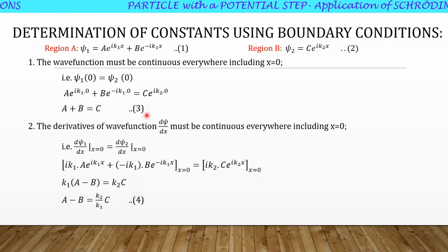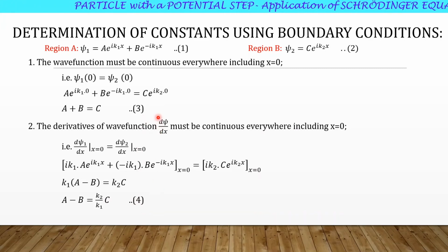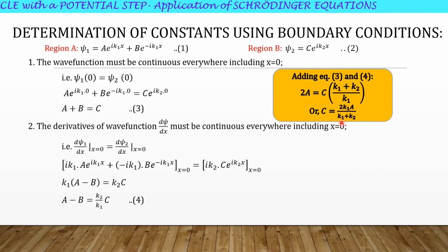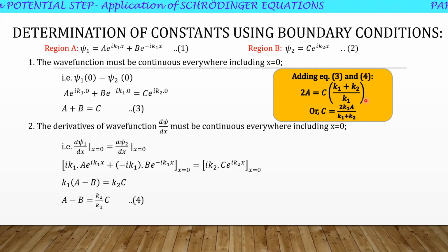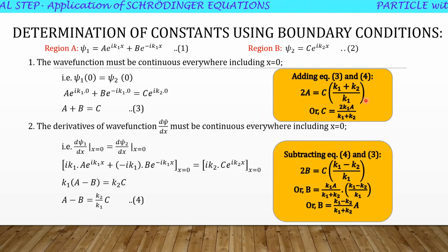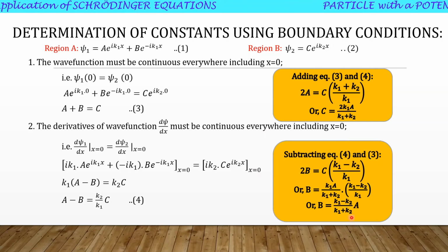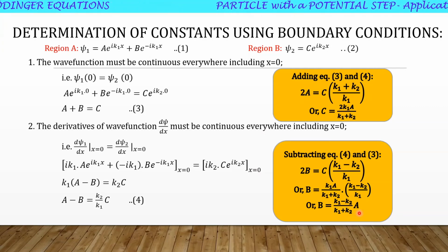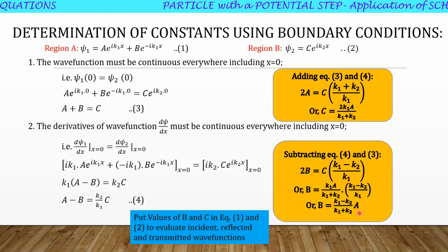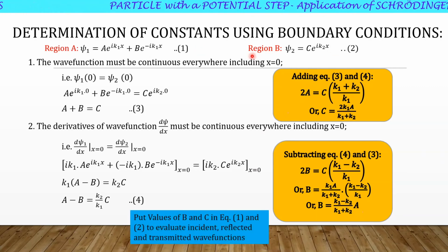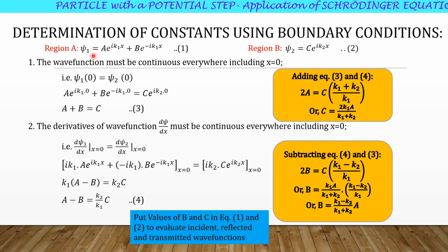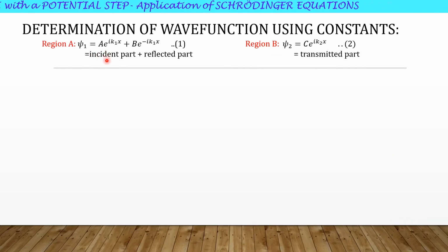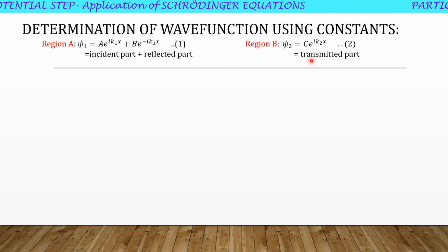Now we can solve equation 3 and 4 to evaluate the values of a, b and c. If I add both these equations, I can get the value of c in terms of a. And if I subtract equation 4 from equation 3, I can get the value of constant b, that too in terms of the constant a. So you can substitute the values of b and c back into equation 1 and 2 in order to get the complete wave function psi 1 and psi 2. So these are the wave functions with incident part, reflected part, and in region B there is only the transmitted part.